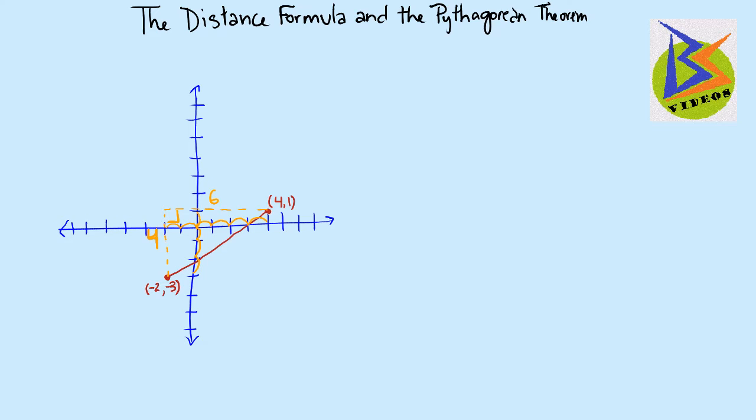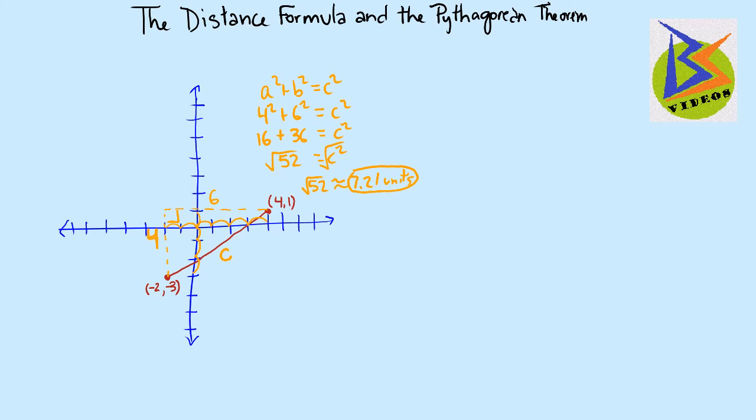So now we have a right triangle, and we're able to just say a squared plus b squared equals c squared, which is the Pythagorean theorem. So we can say 4 squared plus 6 squared equals c squared, which this is c here. It's our hypotenuse. So 4 squared is 16, and 6 squared is 36, equals c squared. When we add those together, we get 52 equals c squared. Take the square root of both sides, and the square root of 52 is approximately 7.21 units.